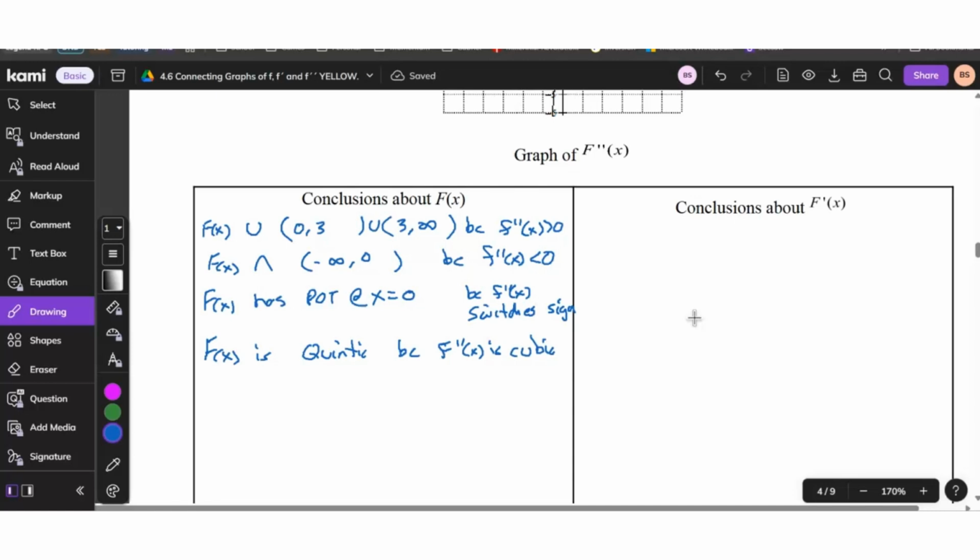What about f prime? Let's start with the type of graph it is. Hang on, let's start with the type of graph it is. Quartic.